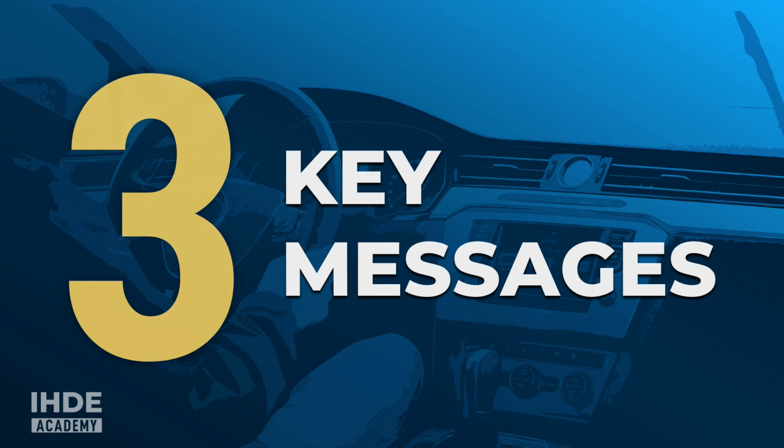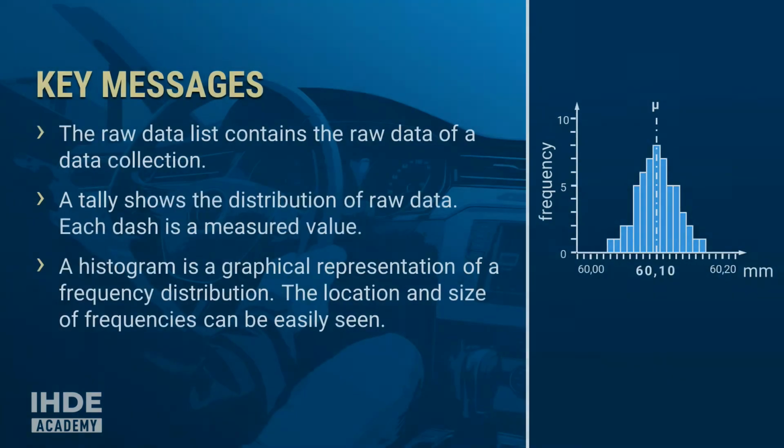Well, that was a lot of new information. Therefore, I would like to conclude by repeating the 3 most important key messages. The raw data list contains the raw data of a data collection. A tally shows the distribution of the raw data. Each dash is a measured value. A histogram is a graphical representation of a frequency distribution. The location and size of the frequencies can be easily seen.